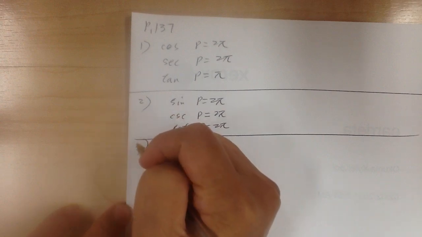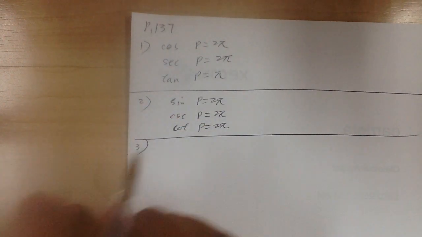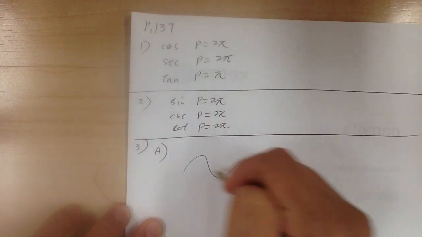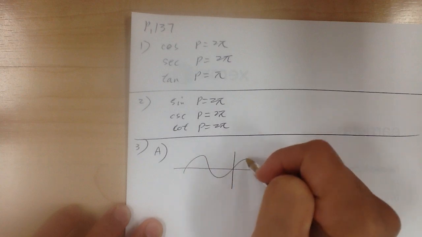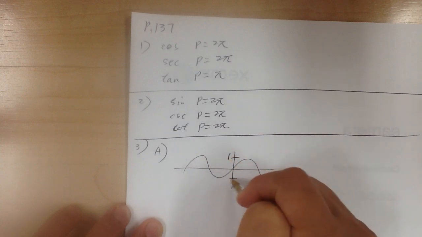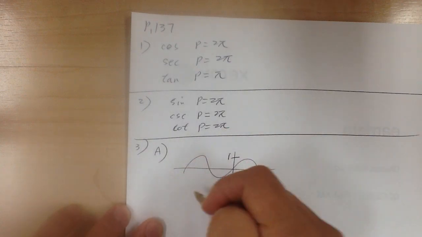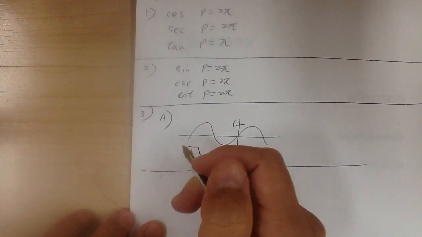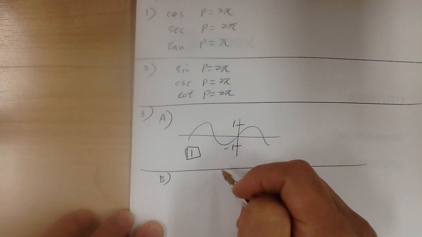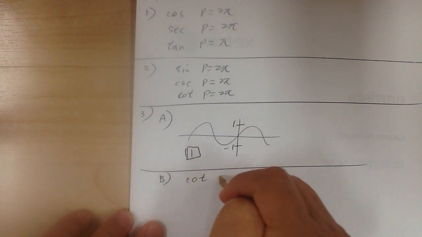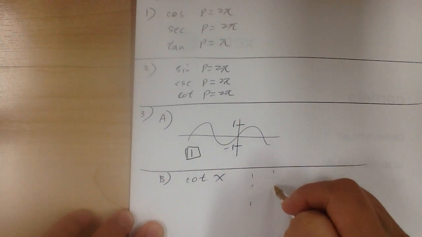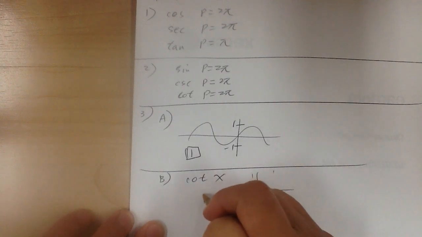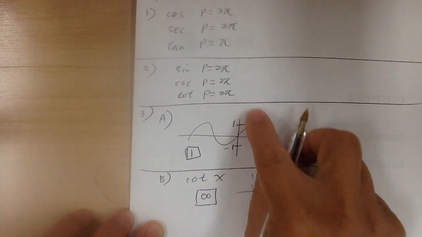Okay, for number 3, how far does the graph deviate from the x-axis? For A, the sine graph goes like this, right? So it goes from 1 to negative 1. So for sine, the deviation is 1. Okay, for B, cotangent. Now the cotangent graph goes like this, so it goes up infinitely.